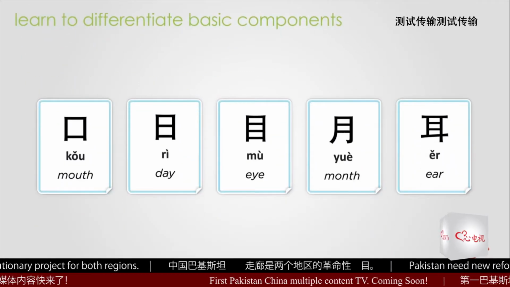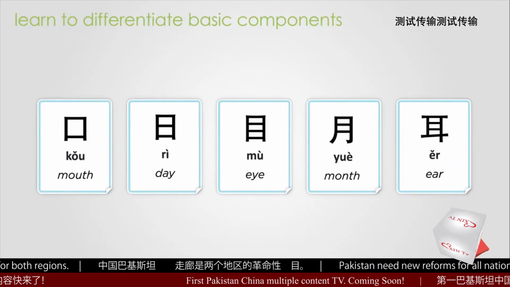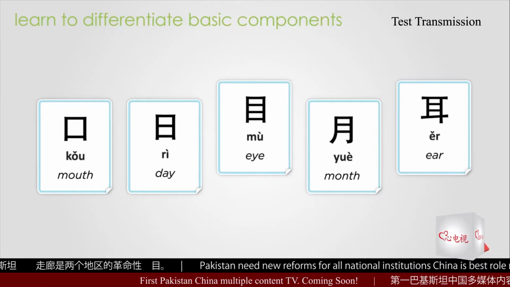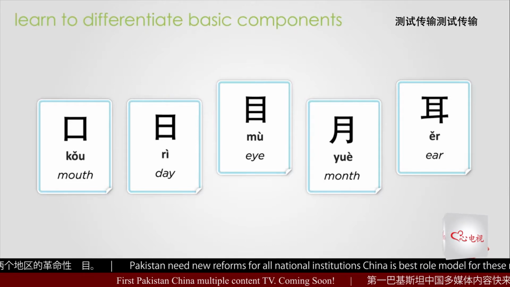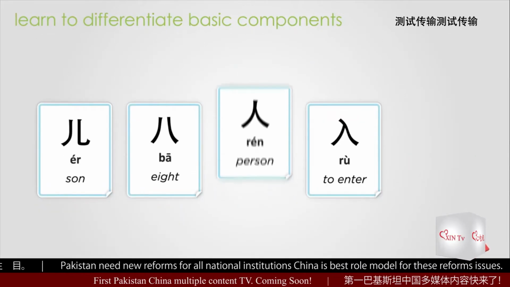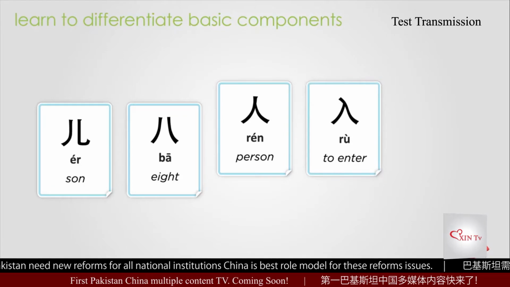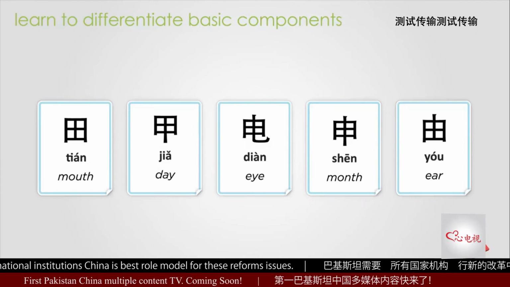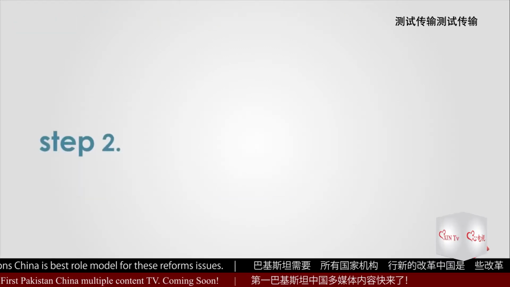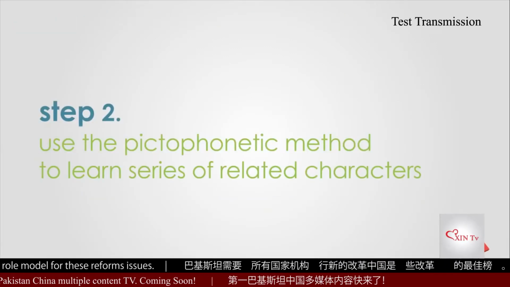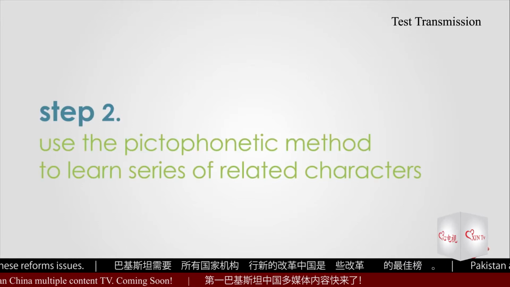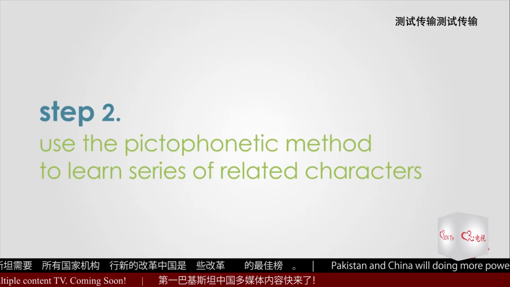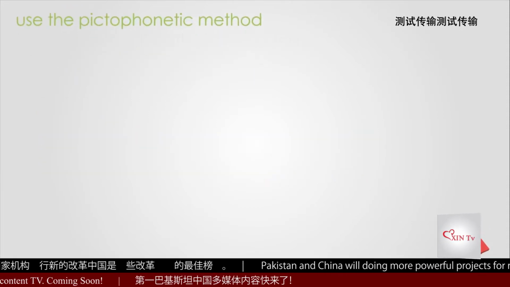For example, beginner students might not realize that the characters 木 and 耳 here are actually 2 different characters, not the same character written differently. The same with 人 and 入 so it helps to see them together and study them at the same time. Same with these. Step 2. Once you're comfortable with the basic components, you can start looking at characters that share a common phonetic root. That way, you can leverage the pictophonetic method to quickly learn series of related characters.